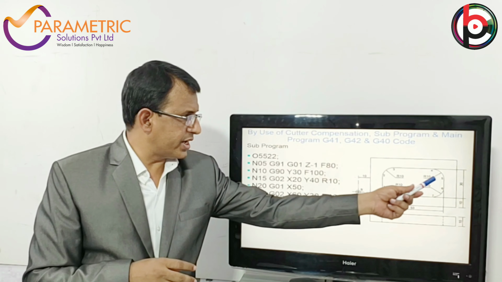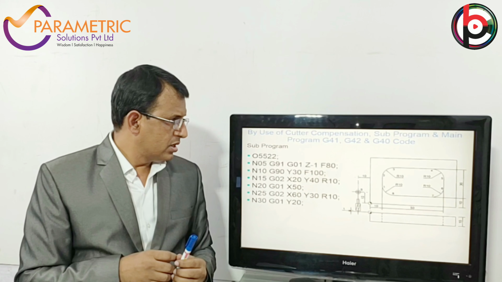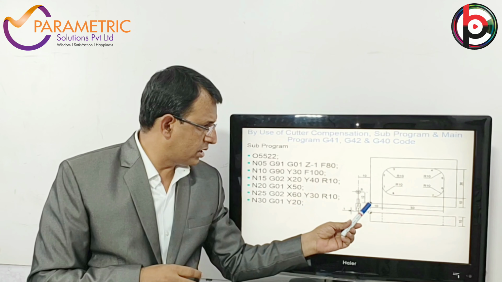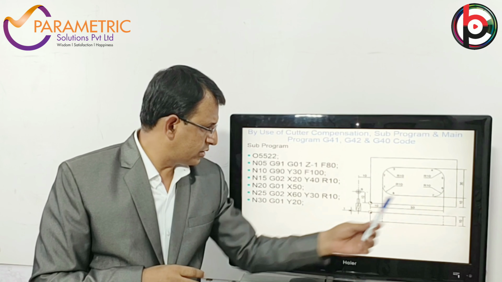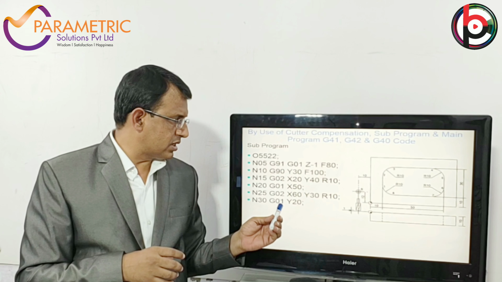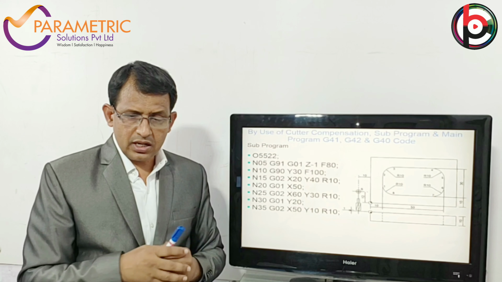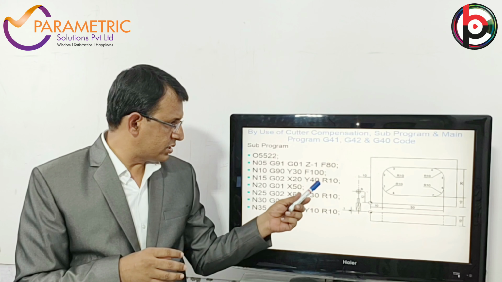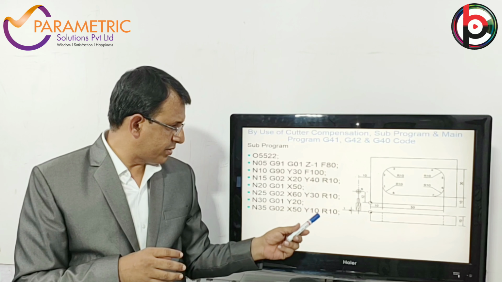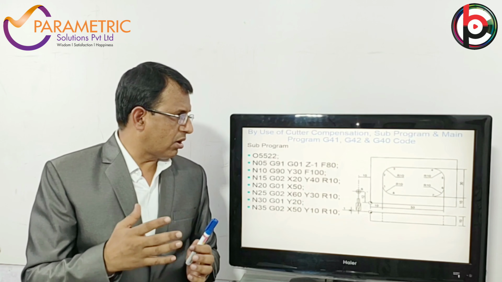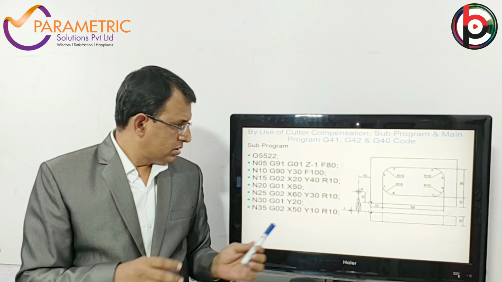The next is again a straight cut from the fifth to sixth point. Here the sixth point is 60 and 20. So G01 is linear interpolation, Y is 20, and the feed is 100 mm per minute. This is active in all the statements wherever we have linear or circular interpolation.